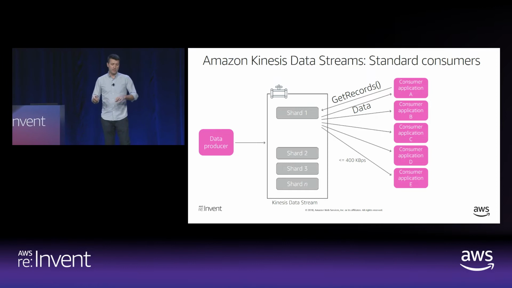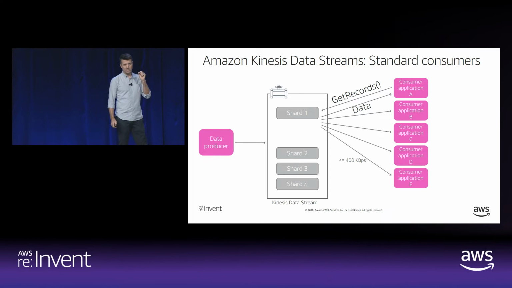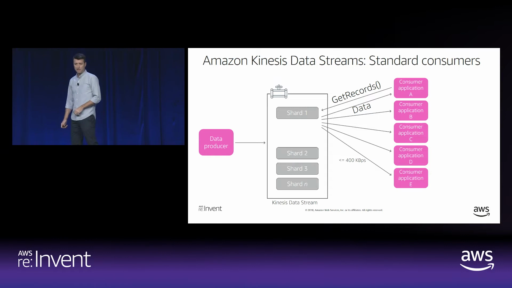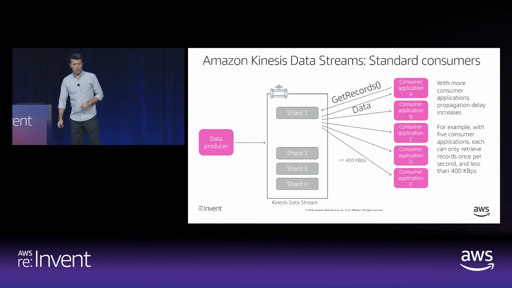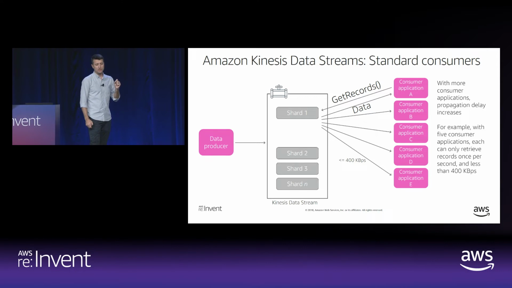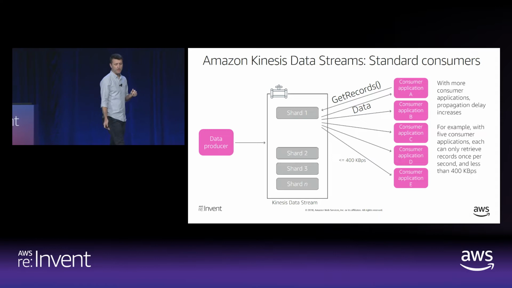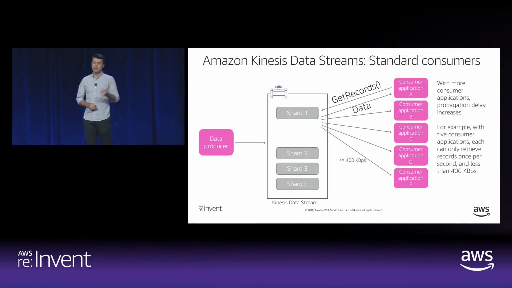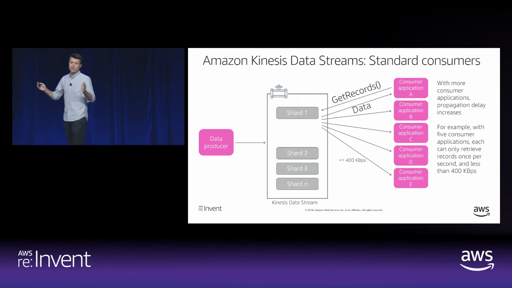Now, each of them can only get 400 kilobytes of data each, because it's a 2 megabyte per second egress limitation on that shard, and they have 5. And they can only ask for data once per second, because with 5 of them, they don't want to go beyond the 5 requests per second. So now your latency is going to go up. For the previous use case with one consumer, it could ask every 200 milliseconds. These can now only poll every single second, so your latency for how quickly your consumer can respond to data in the stream goes up.